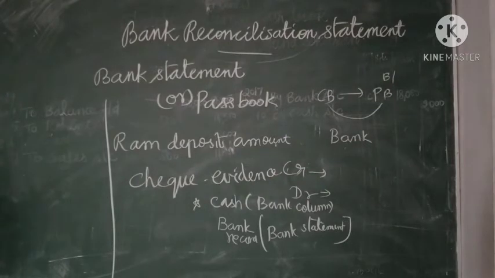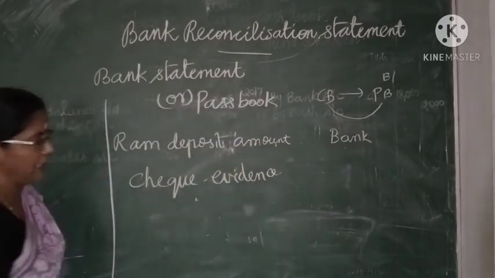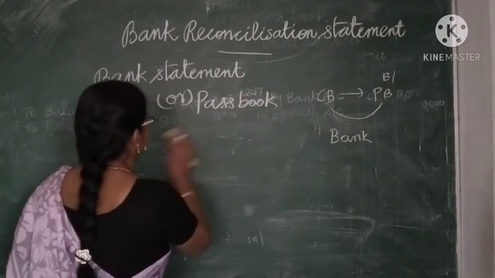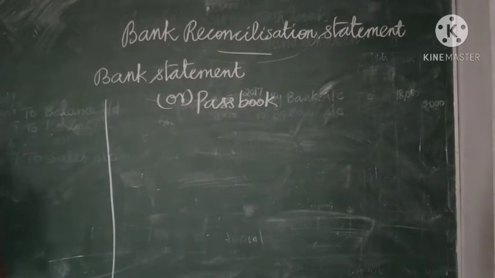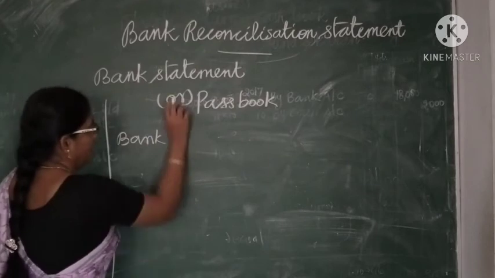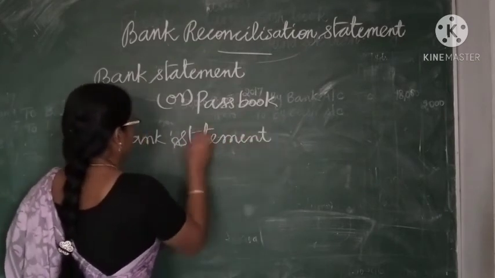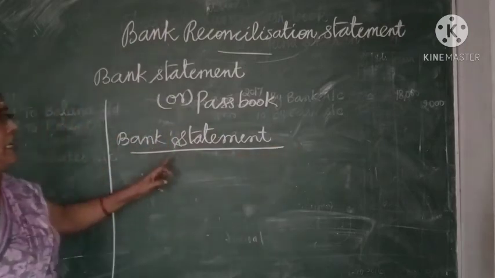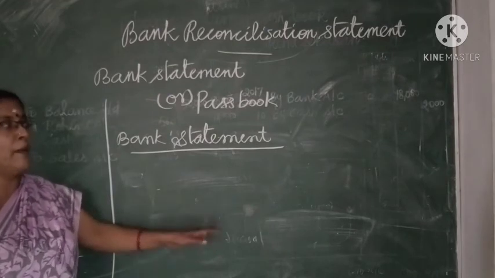So the bank may send a statement at regular intervals. What will show in the bank statement? It shows all the deposits. So I will give you a clear idea of the bank statement. Let us know about the bank statement. What is the other name of the bank statement? That is, the bank statement is a passbook.